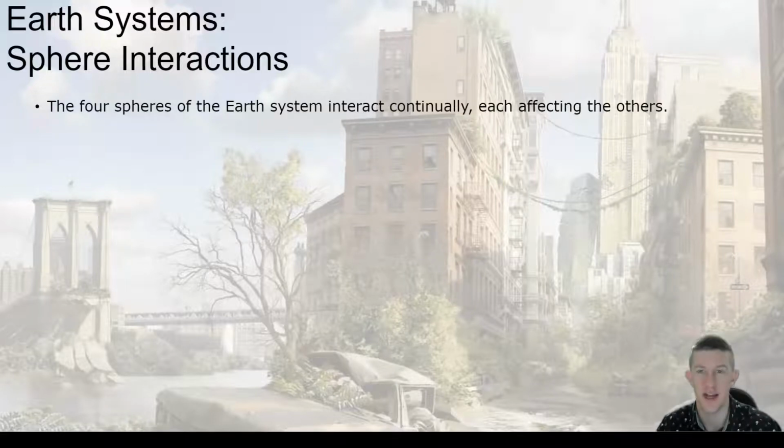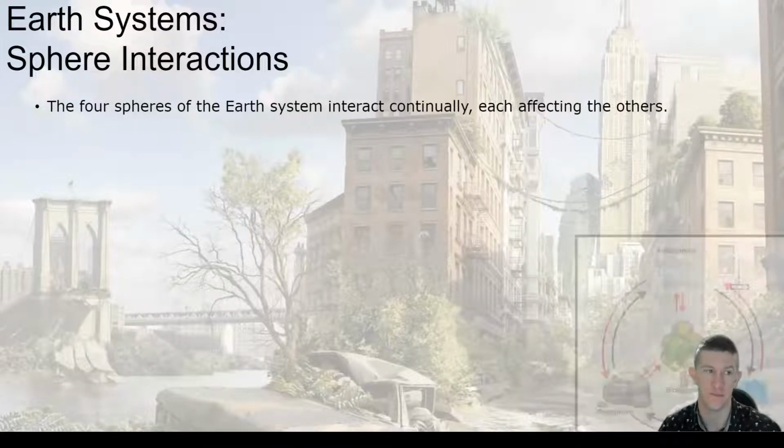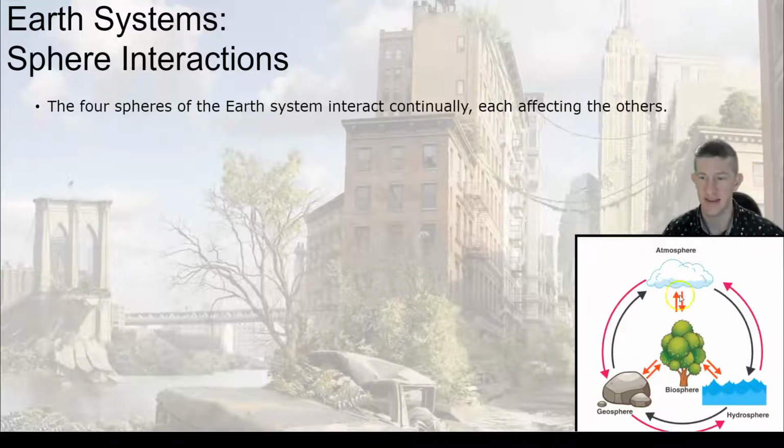Sphere interactions are really important. So it's important to know that each of those 4 spheres we've talked about in this lesson are not independent. They are constantly interacting with each other, and they have a huge effect on one another as well. So it's important to understand that the others are all interlinked. So we cannot have one solely without the other, and the effect that one has on the other can be quite significant. So they're all in a very sort of sensitive balance.